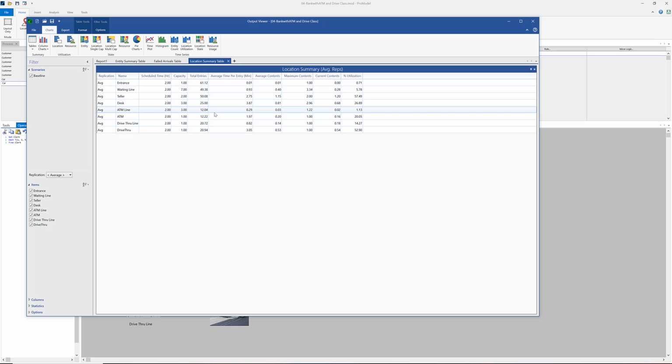All right, so ATM line. Remember the ATM line is limited to only three, and the average content is 0.03. Maximum content is only 1.22, so the line never gets fully occupied. Okay, drive through. Why is drive through capacity one? I probably forgot to change the capacity to three.